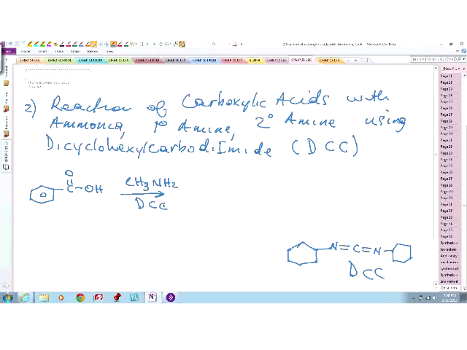in the presence of DCC, what DCC does is to turn the hydroxy group into a good leaving group. Just as the proton, remember when we do the esterification, we use the proton to turn the hydroxy group into water so it could leave. So what this DCC does is to turn this into a good leaving group and thereby allowing us to do the substitution reaction. So you get this.